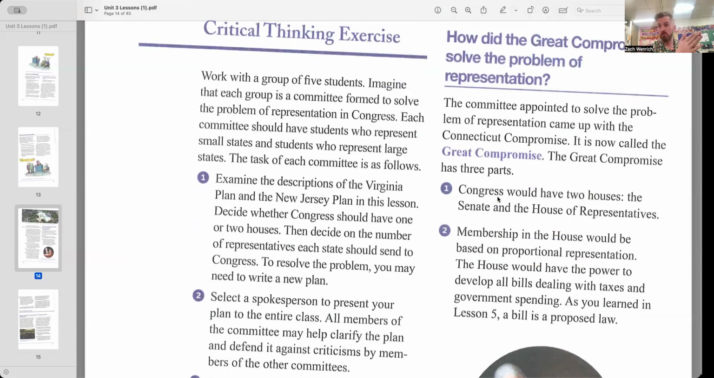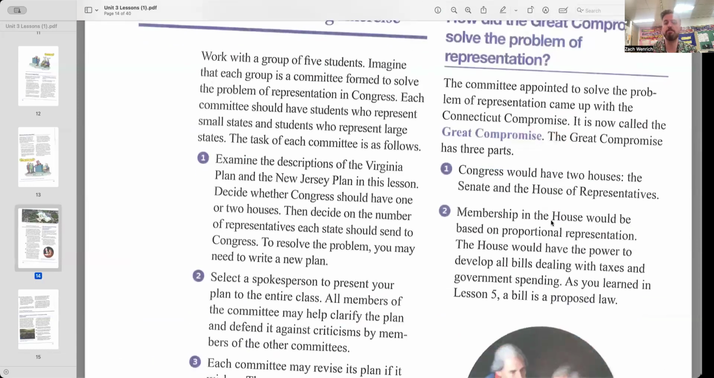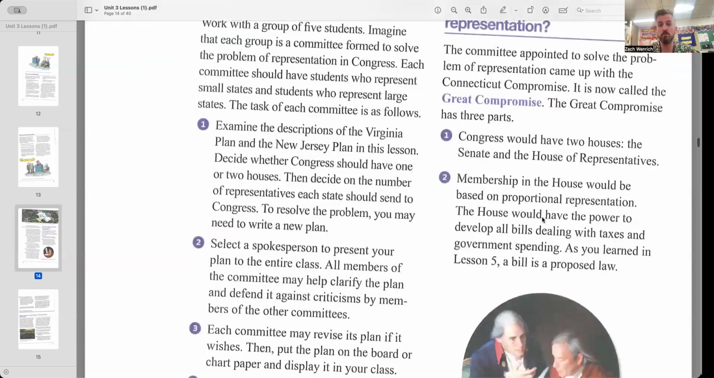So if one plan called for one house, another plan called for two, let's just split down the middle. Each house gets one, or each plan is reflected in one of the two houses. So the first plan, the Virginia plan, is showing up in the House of Representatives. This gives the states with more people more power.